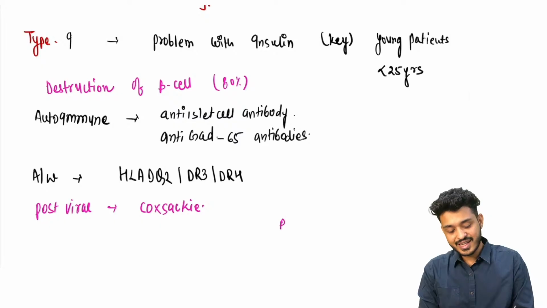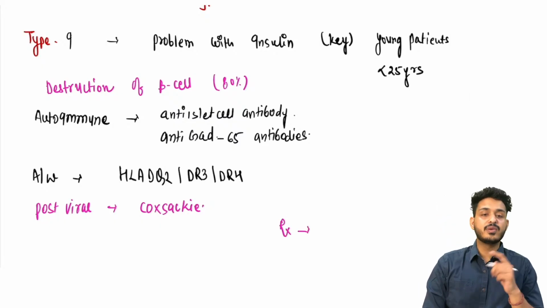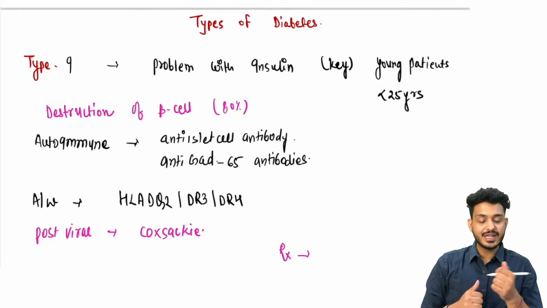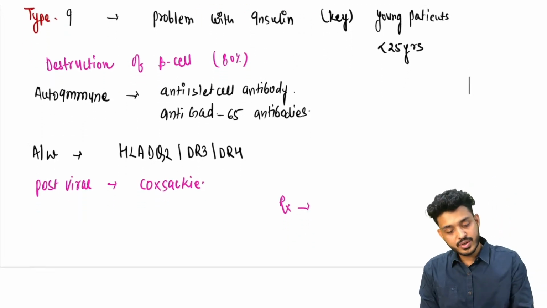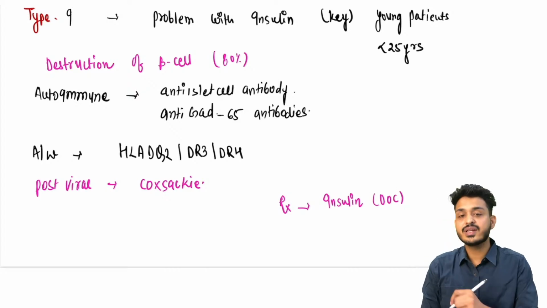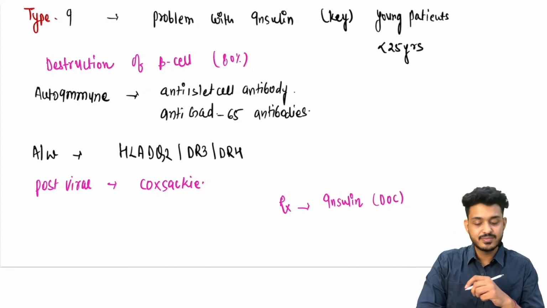What is going to be the treatment in this particular case? First problem, what is the problem? We do not have the key. If we do not have the key, how are you going to treat this situation? You are going to give the key from outside, and that is insulin. Remember, insulin is going to be the drug of choice in this particular case.